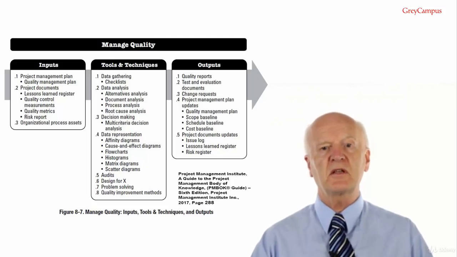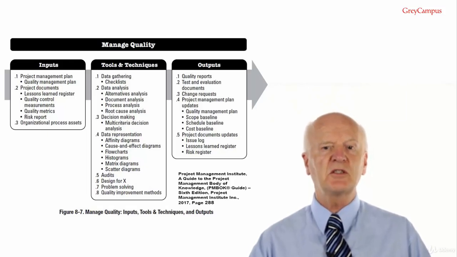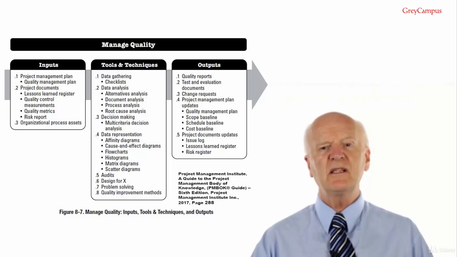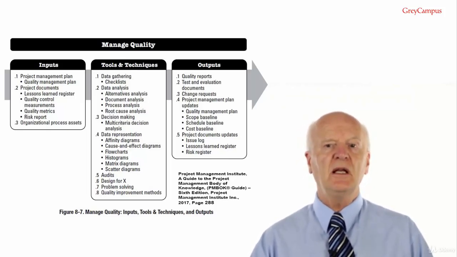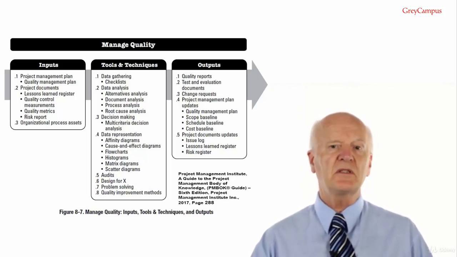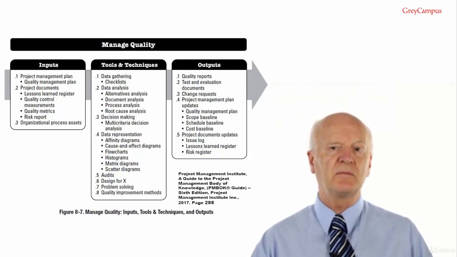Input number 3, organisational process assets. These would include the organisational quality management system that includes policies, procedures and guidelines, quality templates such as check sheets, traceability matrix, test plans, test documents and others, results from previous audits, and lessons learned repository with information from similar projects.